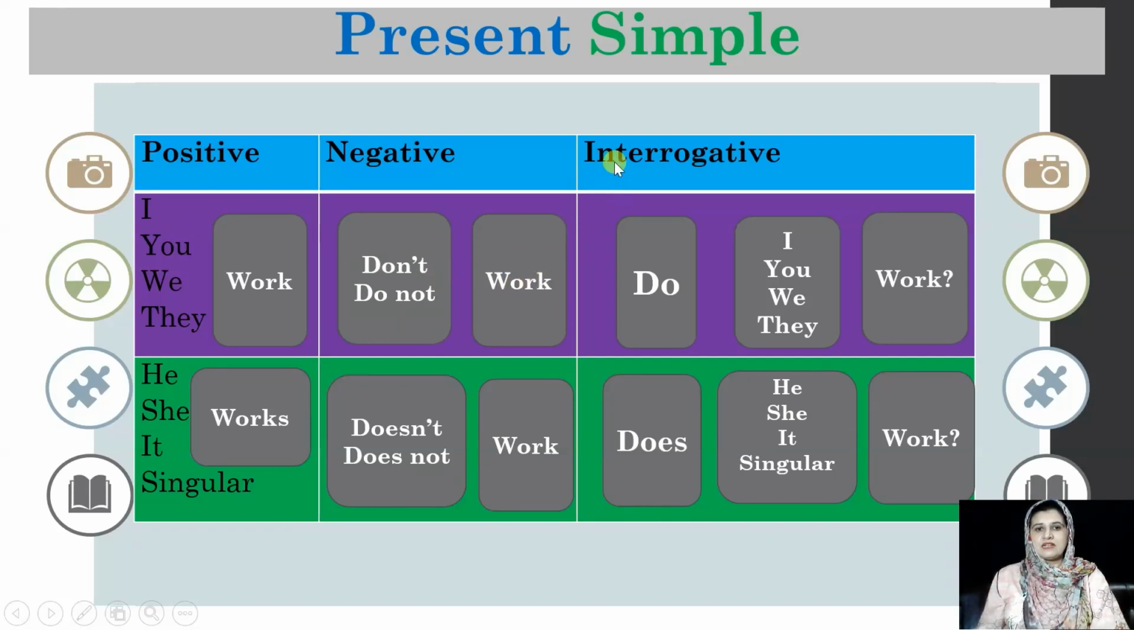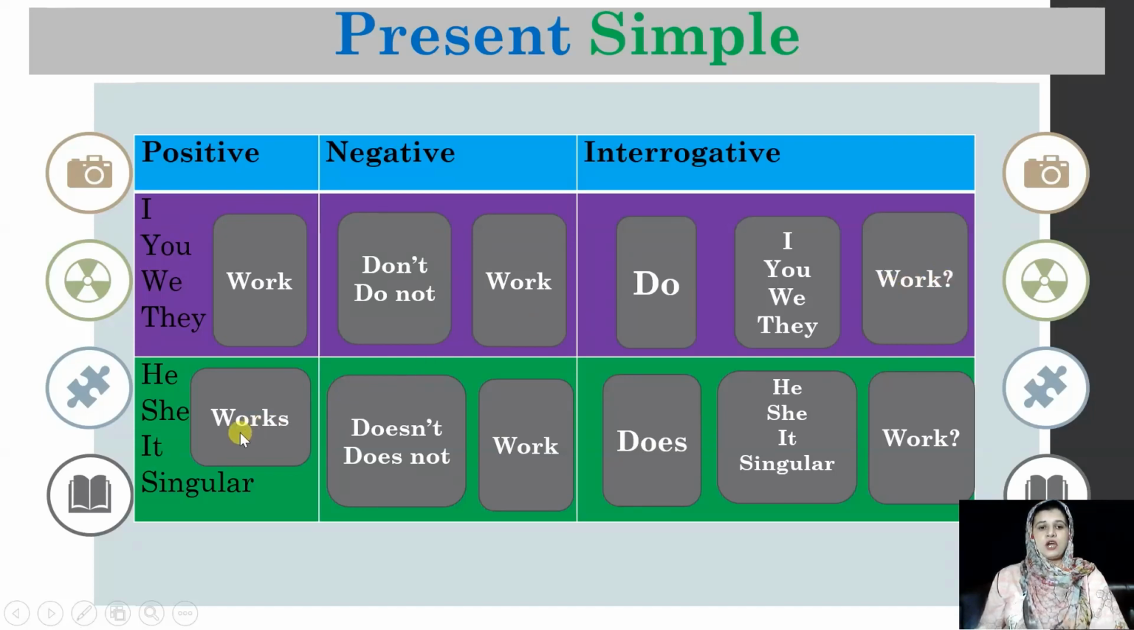Let's move towards the interrogative sentences. In interrogative sentences, what's happening? We put do in the start of the sentence. Do I work? Do you work? Do we work? Do they work? So you can see the structure of interrogative sentences is do plus subject plus verb, base verb, first form of the verb.